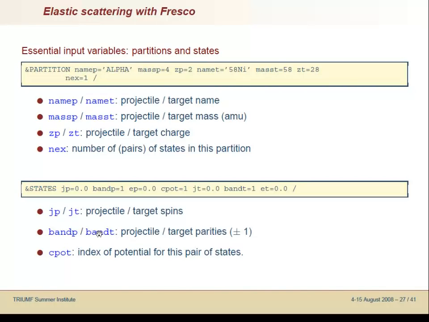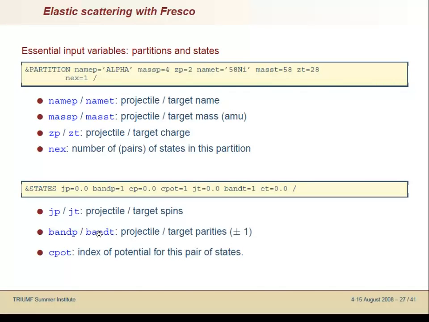So we have only one line, one namelist, with the intrinsic spin of the projectile, 0. This band P corresponds to the parity. EP is the excitation energy. Excitation energies are measured with respect to the ground state, so for the ground state, by definition, it will be 0. And the same for the target, JT, band T, ET. So very simple, almost everything 0 so far.